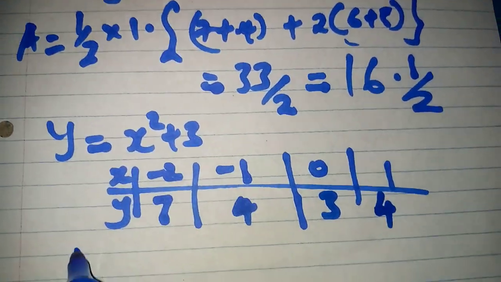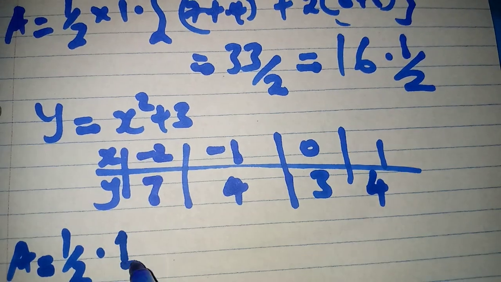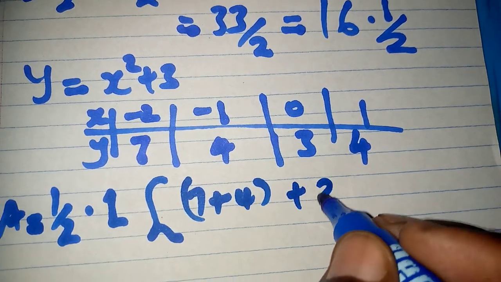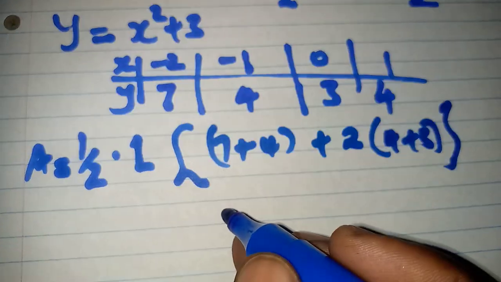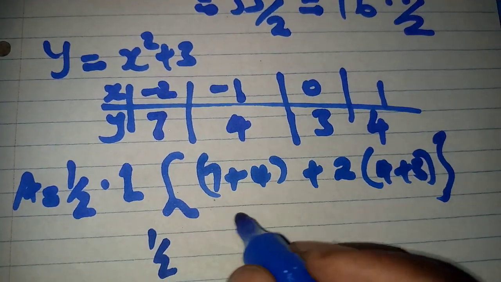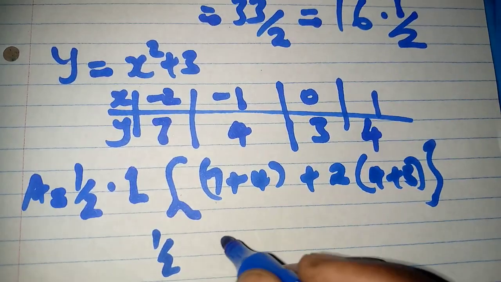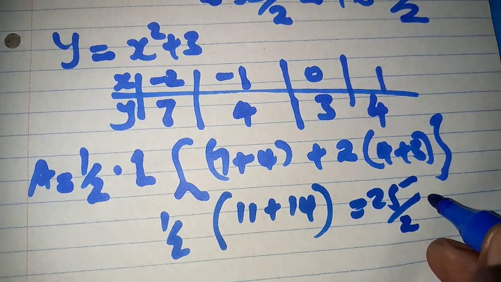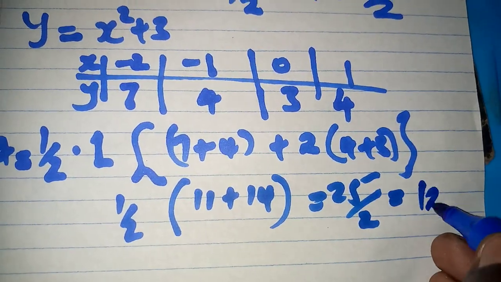Applying the same, area now is equals to a half times the height, which is 1, in bracket 7 plus 4, plus twice the remaining, which is 4 plus 3. Doing that swiftly, I'm gonna have a half, this is 11 plus 14. Of course, that is 25.5, or 25/2, which of course give me the answer as 12.5.